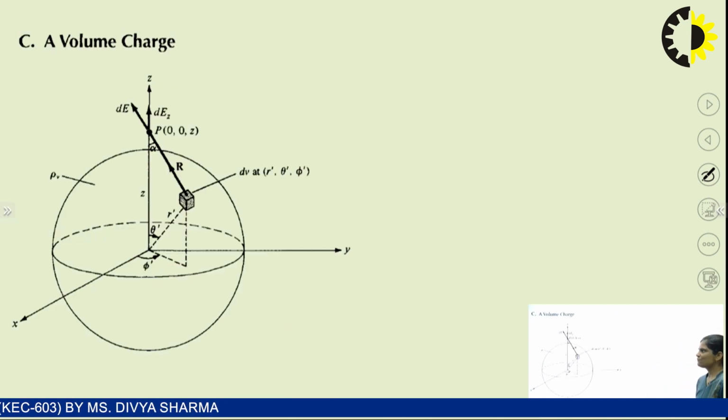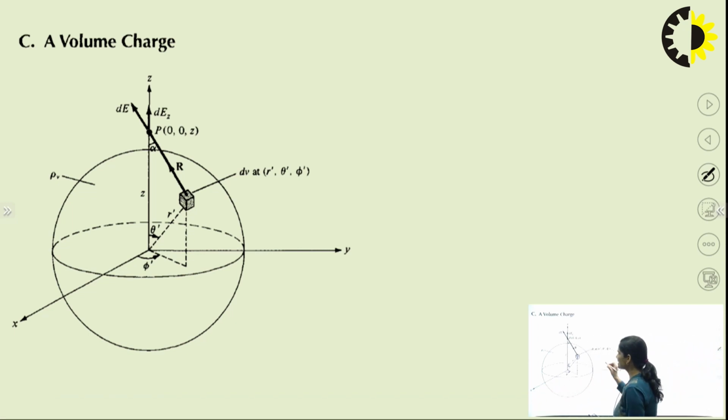Now the third one is for volume charge. Now this is the x-axis, this is the y-axis, this is the z-axis. Now consider some volume in this surface. Its coordinates are r dash, theta dash and phi dash. Now this is in the form of a differential volume. This is the differential volume in this surface. Now this is the z-axis and let there be a point P whose coordinates are 0, 0, z.